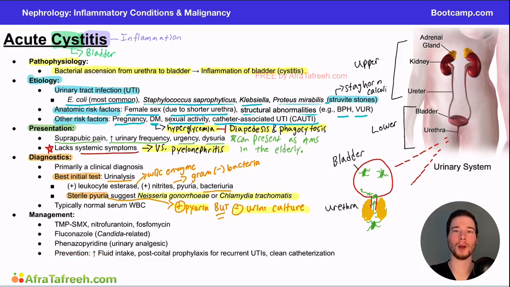We'll talk more about this in our microbiology section, but the idea is that these particular types of infections do not gram stain well, so we're not able to actually see them on the urine culture, even though they might be present in the urinary system causing symptoms.